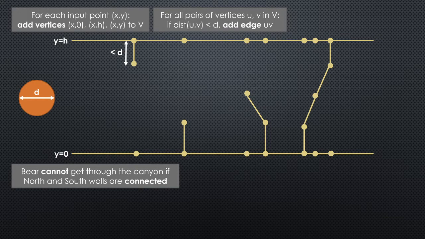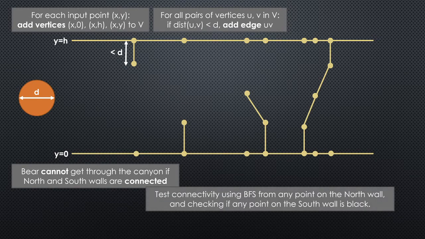If you want to pause and think about that, then maybe take a moment to do that. Okay, so I'm going to assume now that you've thought about that if you wanted to. And the solution is just do a BFS or a DFS, any of these algorithms that tests connectivity. And all you have to do is run a BFS from any point on the north wall, and just check if any point not on the north wall is not reachable, is still white.